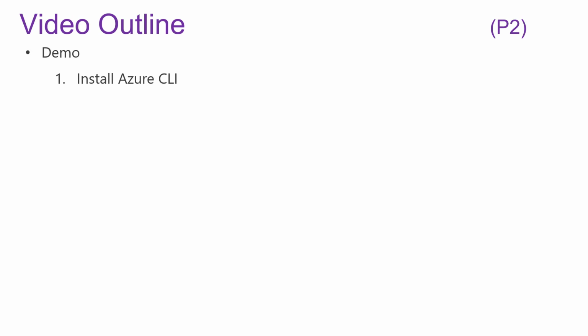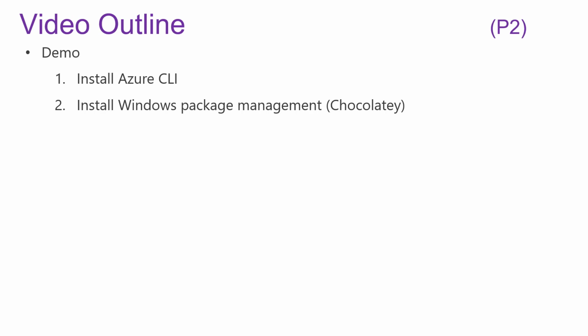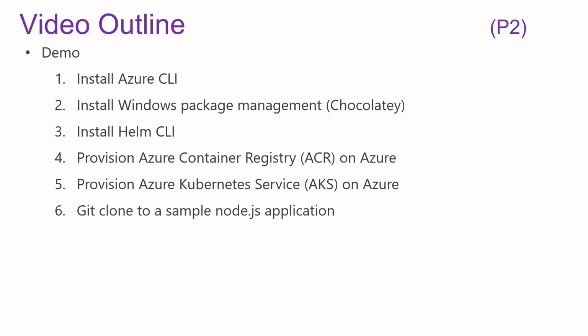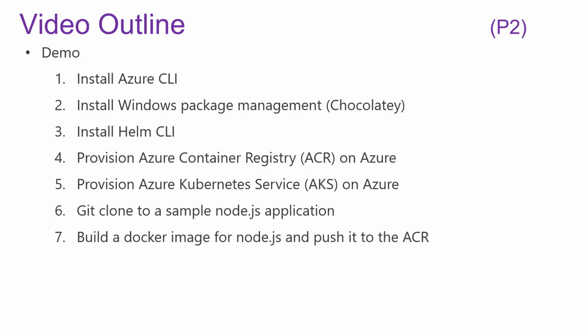In the demo, first, we will start by configuring the prerequisites, which is first installing Azure CLI and then installing the Windows package manager, Chocolatey. This will be used to install Helm, so I can install the Helm CLI as a client on my machine, and then provision Azure Container Registry or ACR on Azure, and then provision Azure Kubernetes Service or AKS on Azure, and then git clone a sample Node.js application from GitHub, a Microsoft sample application, and then build a Docker image for the Node.js application and push that image to the ACR, or Azure Container Registry.